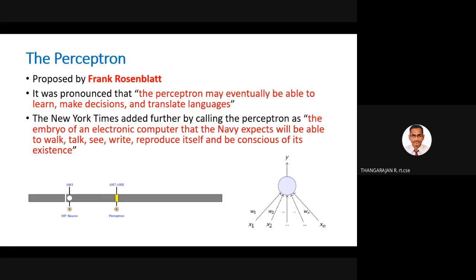Because of that, the perceptron was the first artificial neuron, and you see that long back, in 1957 itself, Frank Rosenblatt pronounced that the perceptron may eventually be able to learn, make decisions, and translate languages. See how far-sighted. They could see so much, almost 50 to 60 years in advance.